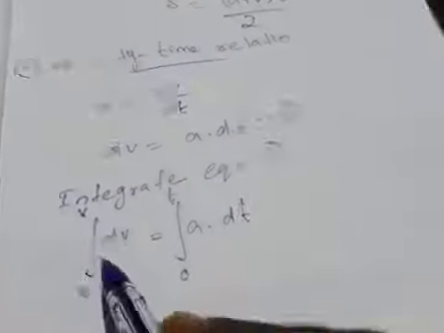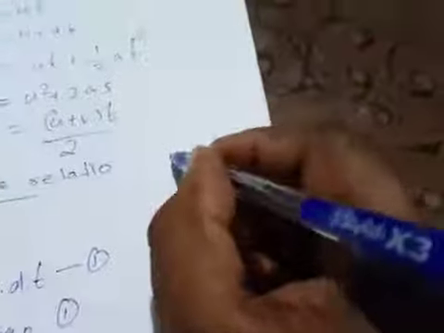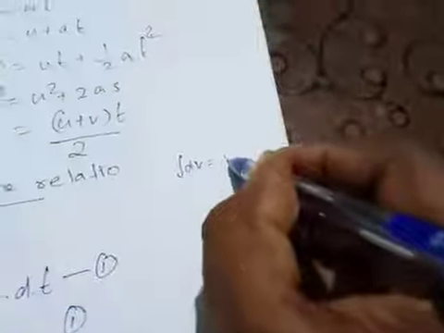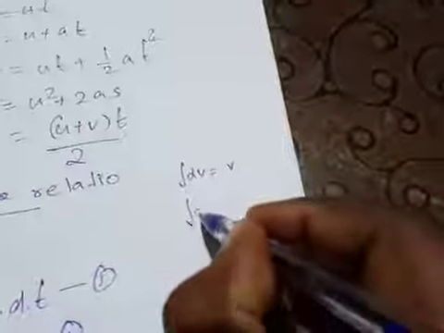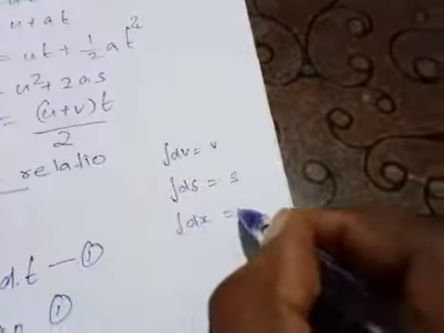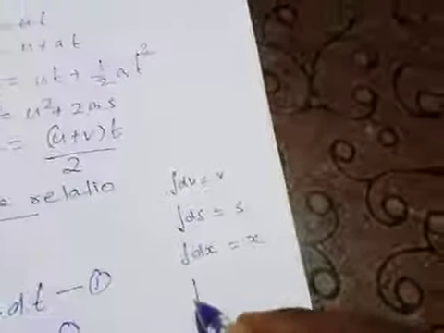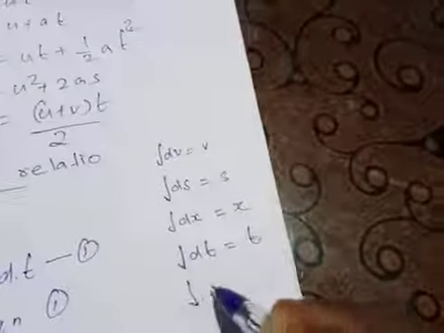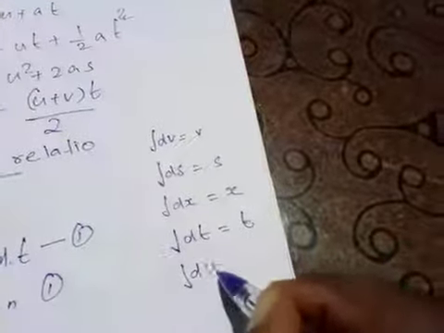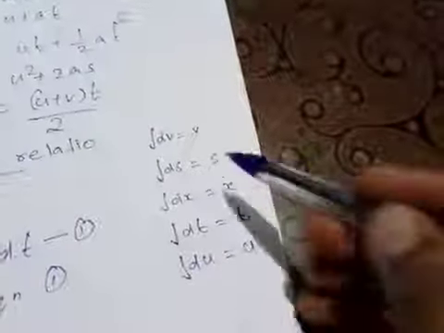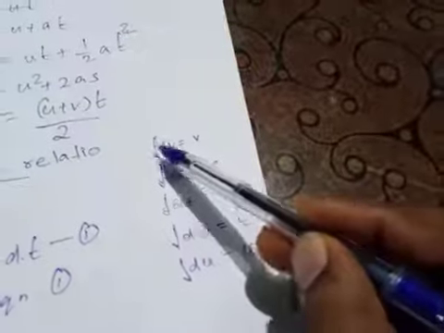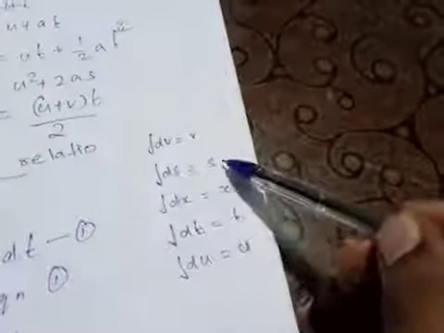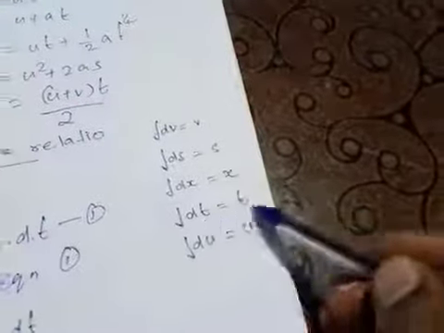Before integration you have to know some basic formulas. Integration of dv is equal to v. Integration of ds is equal to s. Integration of dx is equal to x. Integration of dt is equal to t. Integration of du is equal to u. So integration of dv means v, ds means s, dx means x, dt means t.